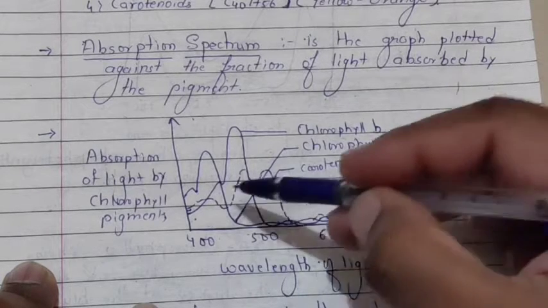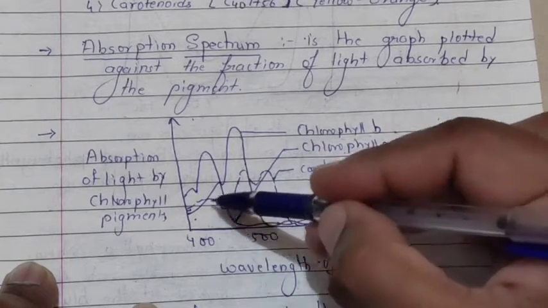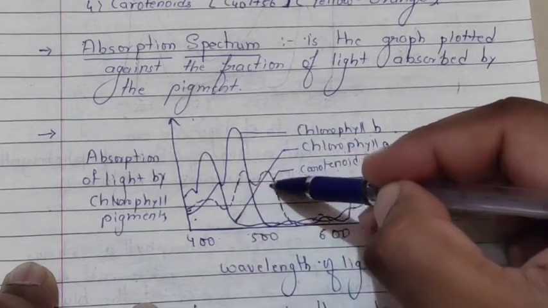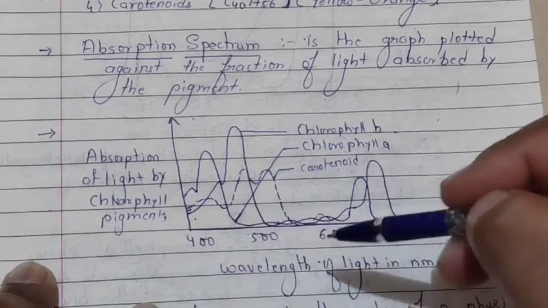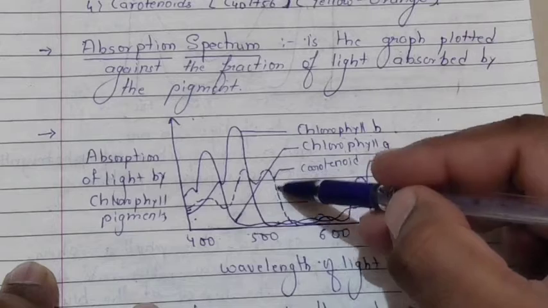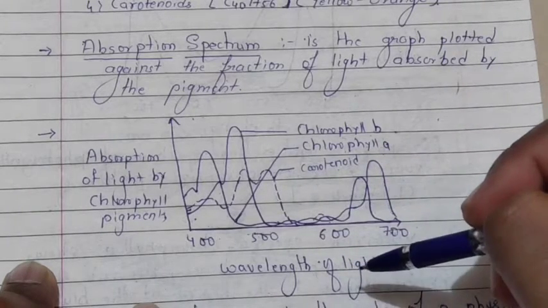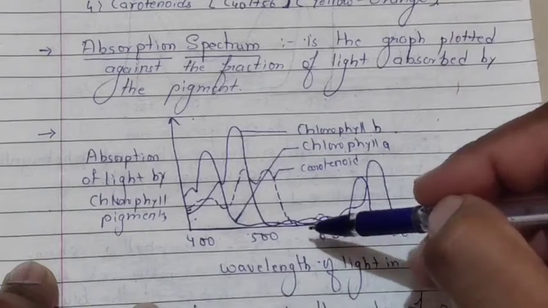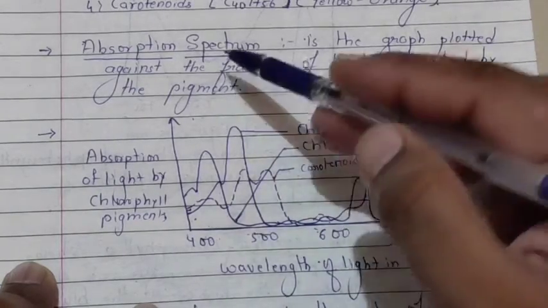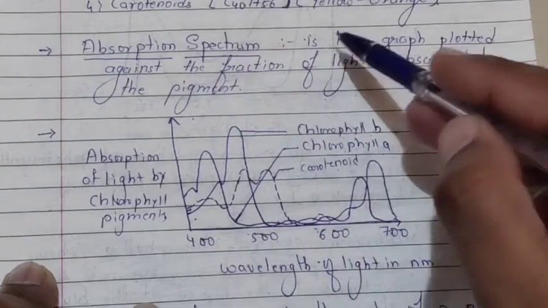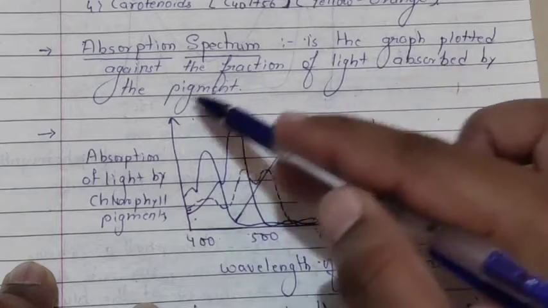Clear? So there is one more pigment, the carotenoid. It shows peaks somewhere around 500 nanometer, and then it is not going to absorb in any other wavelength. So what is this graph? This is the absorption spectrum. Now what is absorption spectrum? Once again, it is the graph plotted against the fraction of light absorbed by the pigment.